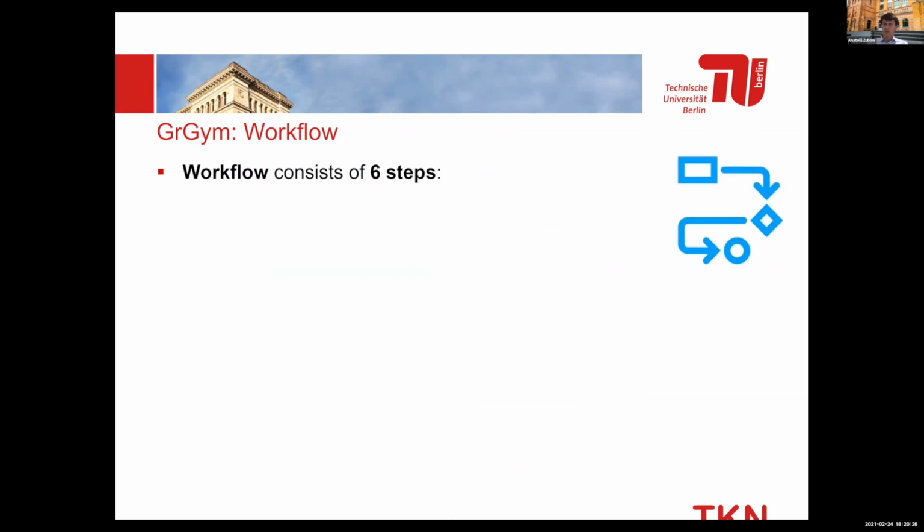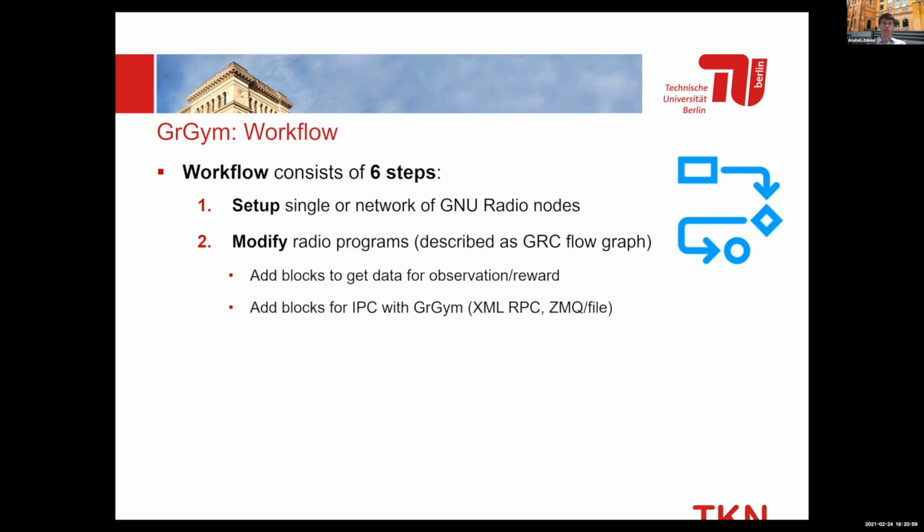Okay, let's assume you're not happy with the scenarios we have already implemented, and you need a new scenario. For example, you have your own wireless protocol, and you would like to use reinforcement learning to optimize its operation. So here you have to follow the following 6 steps. So you have to set up your signal or network of GNU Radio nodes. So you have to program your radio, your protocol, in GNU Radio. Then, as I already said, you have to make some slight modifications to the radio program. You have to add some additional blocks to connect it to our framework.